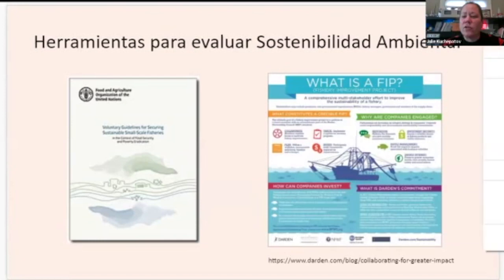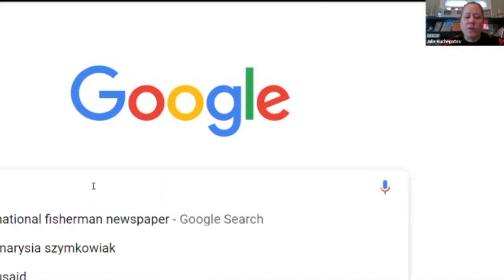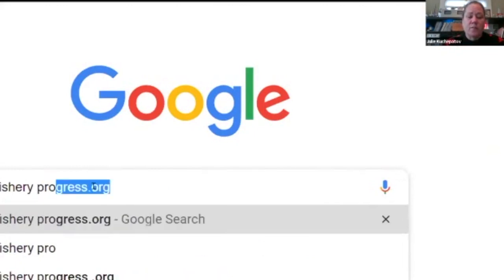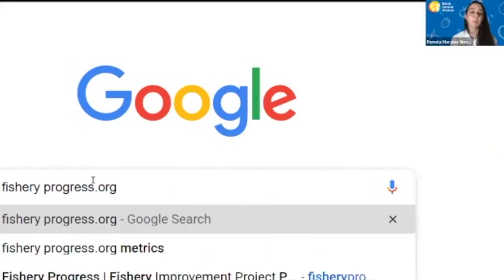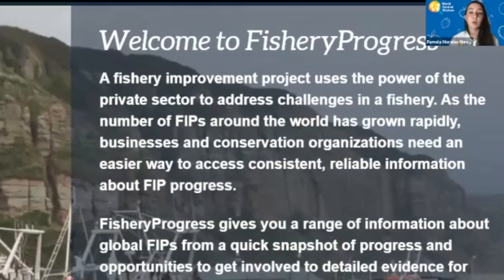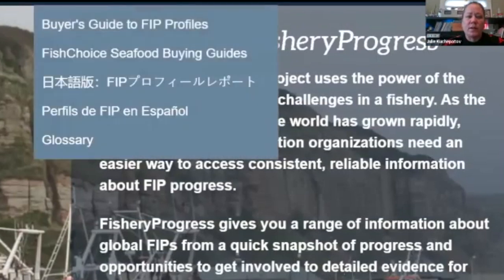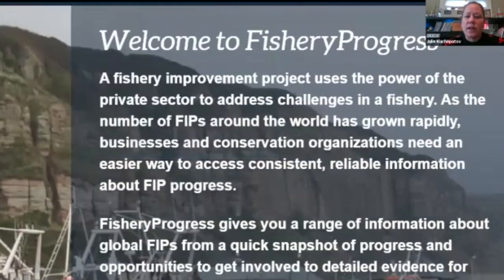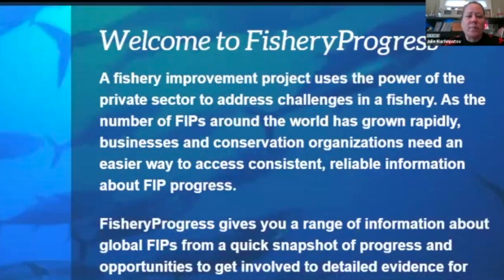Okay, so I wanted to show you, I'm going to go away from here for a second because I want to show you fisheryprogress.org, right? Okay, hold on. Let's see. I'm going to stop sharing really quick, and then I'm going to share again, because I want to share my whole screen.